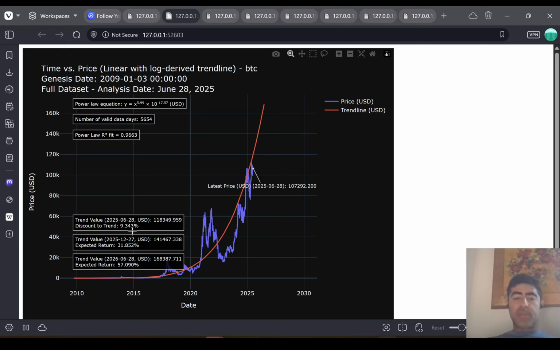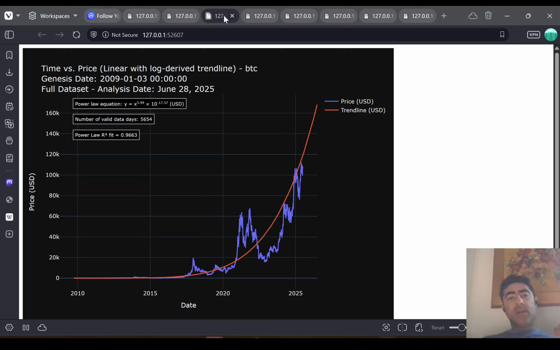It's trading at a 10% discount. And we think in a year's time, based on my particular calculations here, it's going to be about 168K. That's of course if it remains on trend; it could go significantly higher or lower. So a good return anticipated of about 60% per year.